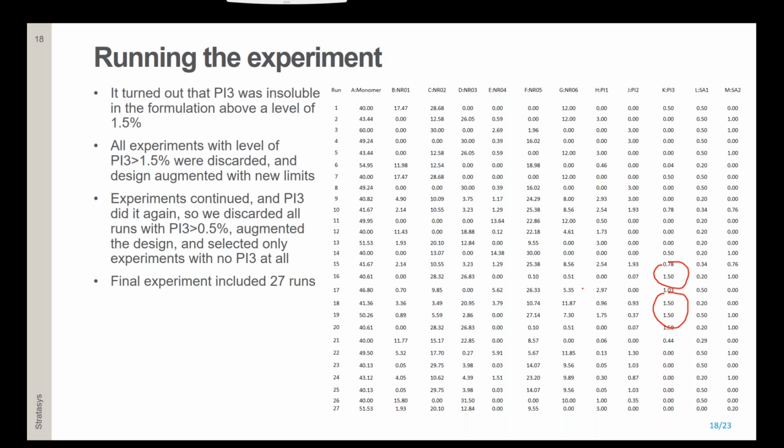So we discarded all the runs with PI3 over 0.5%, augmented the design again with more experiments that we needed, and discarded all the ones that had PI3 in them at all. And we ended up having an experiment of 27 runs, which was a little bit over budget, but it was needed to have an adequate design space, because otherwise, if I had discarded too many experiments, the design space would have been too small.